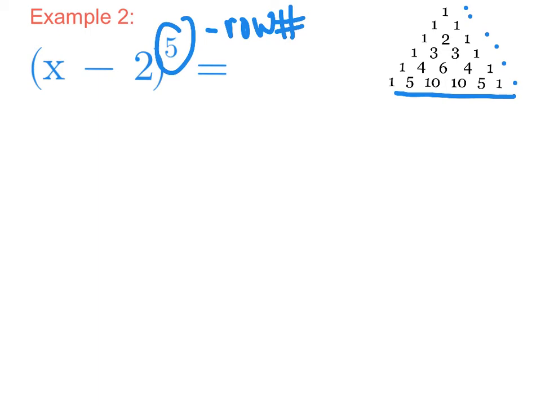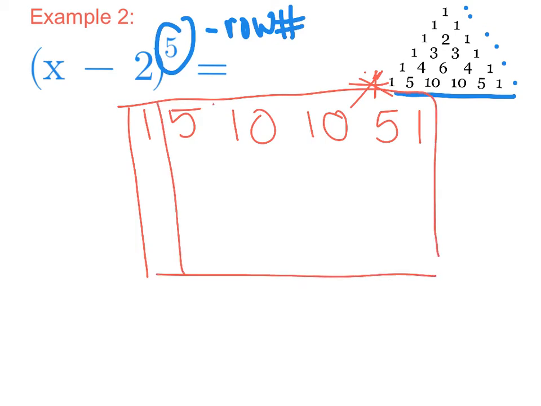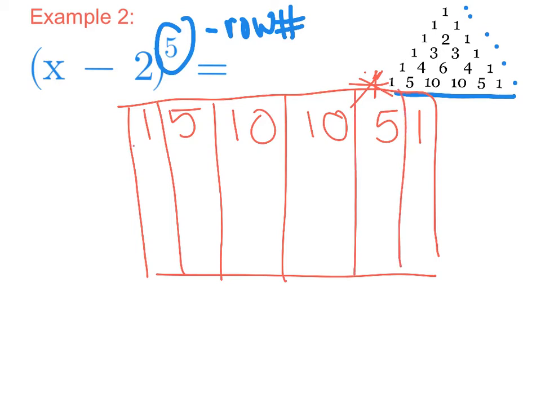Okay, so I'm going to write out all my coefficients. Remember, all these numbers in our Pascal's triangle represent the coefficients that we'll be using to expand our binomial. So we have 1, 5, 10, 10, 5, 1. I'm going to make a box around all of these. I'm going to now separate them, have separate columns for all of them.